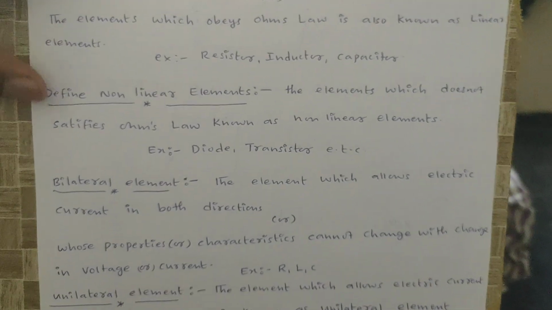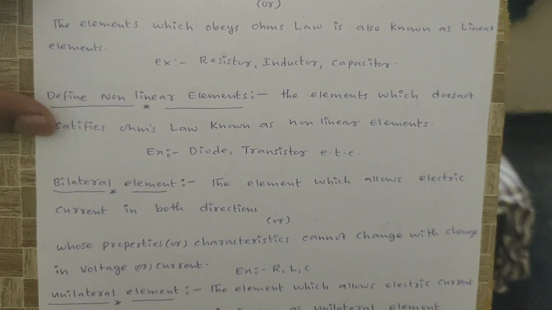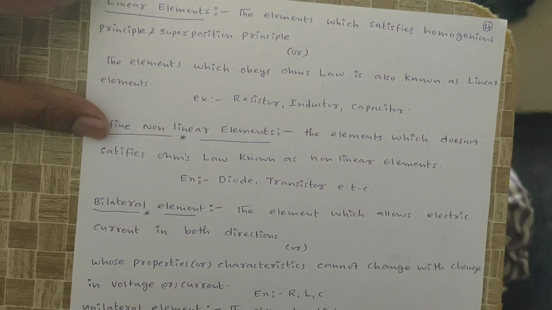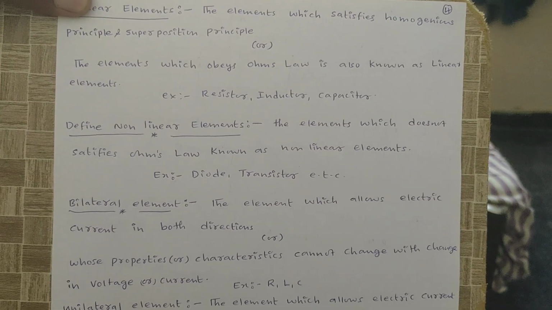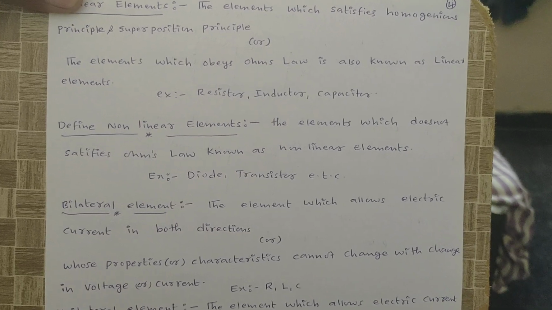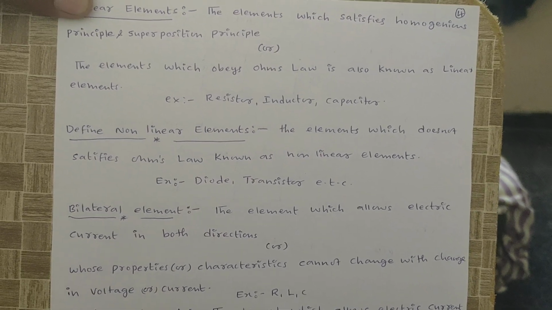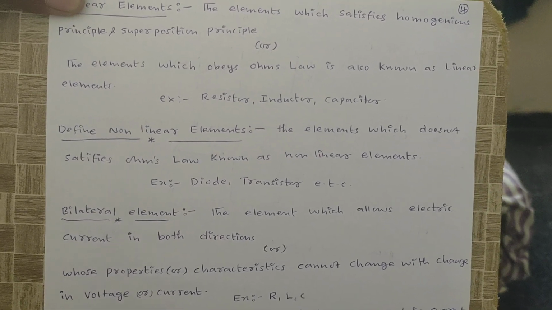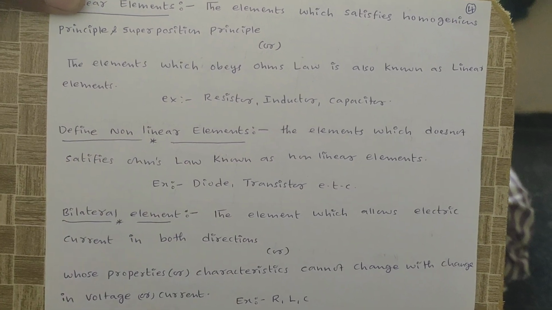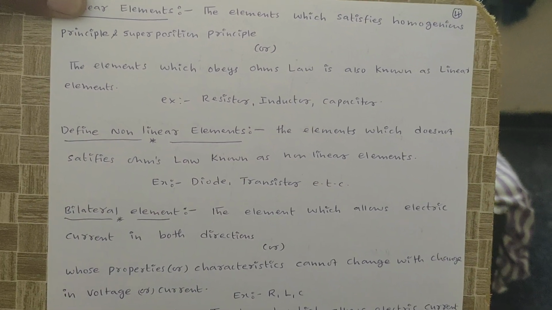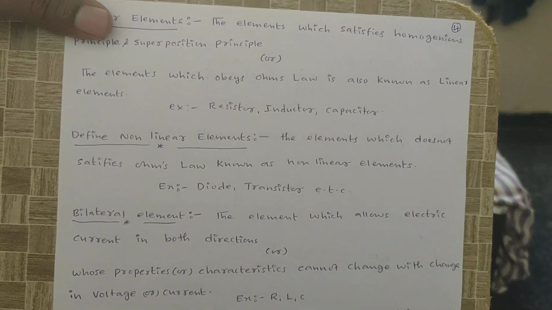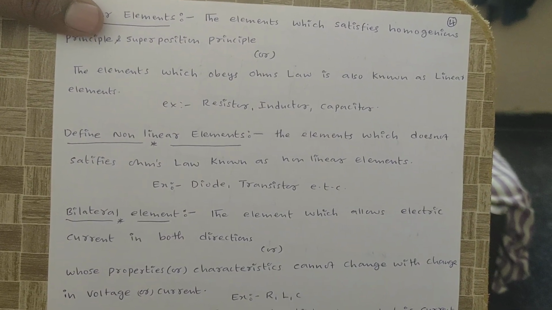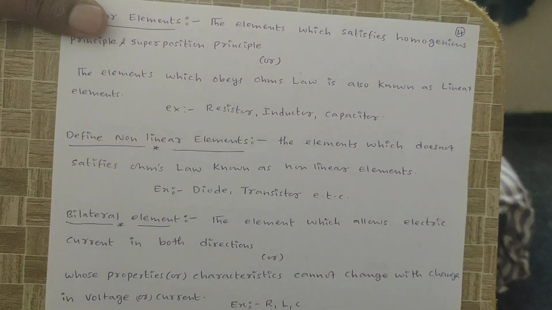Okay, next, linear elements. Linear elements are the elements which satisfy the homogeneity and superposition principle. That is from the mathematics point of view. From our circuit point of view, the elements which obey Ohm's law are known as linear elements. Examples for linear elements are resistor, inductor, capacitor, all are examples for linear elements.